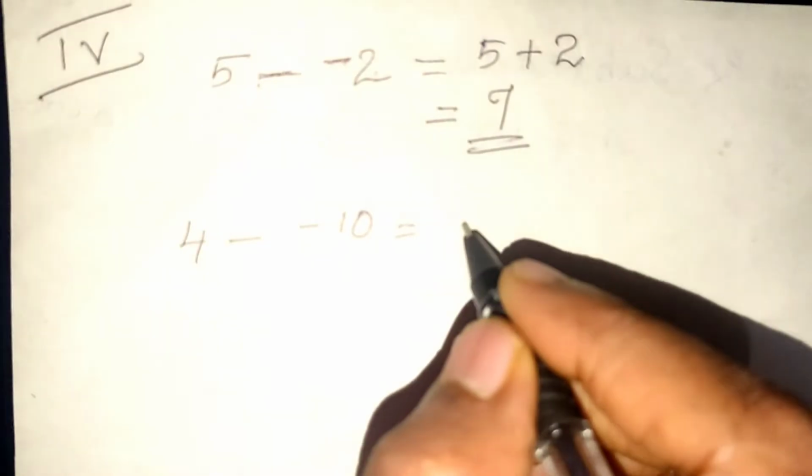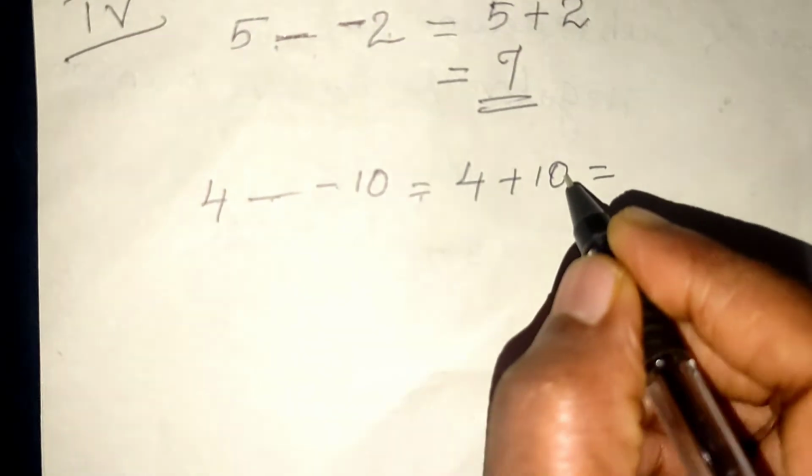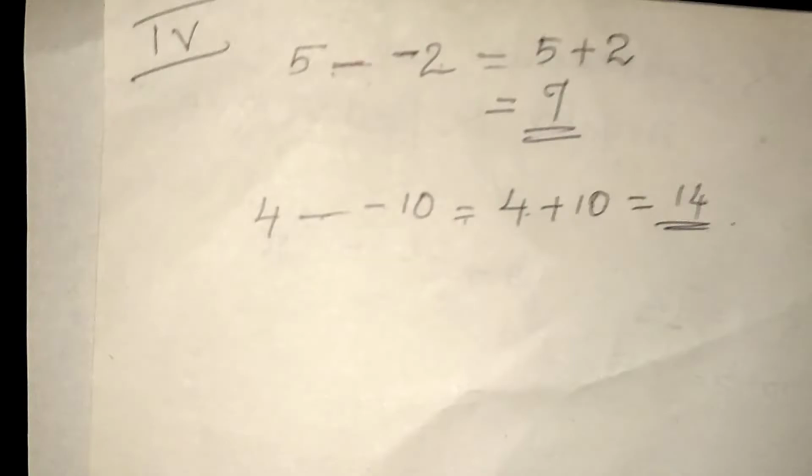Then what about 4 minus -10? 4 minus -10 is equal to 4 plus 10. Negative of negative is equal to positive. So 4 plus 10 is equal to 14.